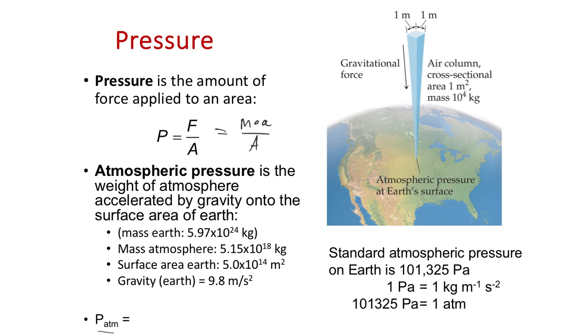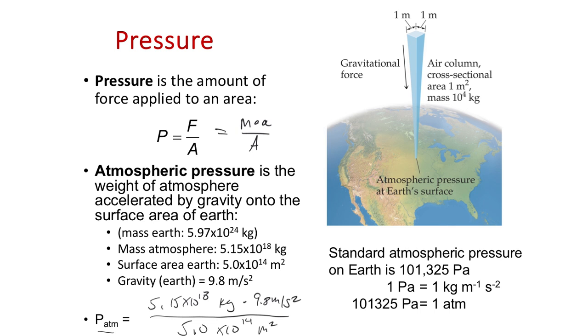So the mass of the atmosphere is 5.15 times 10 to the 18 kilograms. That's the mass of our atmosphere. The force of acceleration is gravity acting on the atmosphere, so that's 9.8 meters per second squared. And then we're dividing that by the surface area of Earth, which is 5.0 times 10 to the 14 square meters.